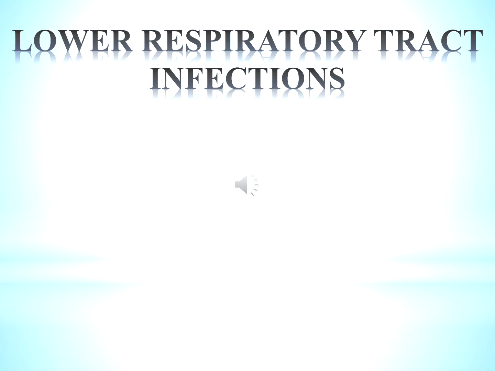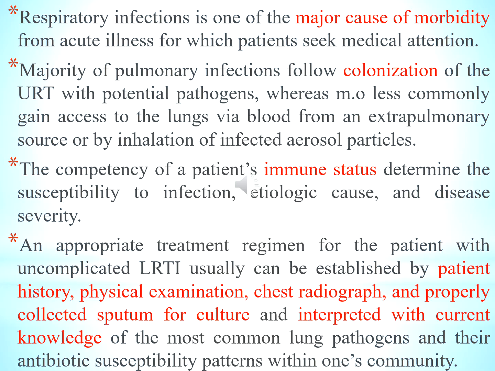Next is lower respiratory tract infection. So, respiratory tract infection is one of the major causes of morbidity from acute illness for which patients seek immediate medical attention. The majority of all pulmonary infections follow colonization of the upper respiratory tract with potential pathogens, that is bacteria, whereas microorganisms less commonly gain access to the lungs via the bloodstream from an extrapulmonary source or by inhalation of infected aerosol particles. So the competency of the patient's immune system plays a major role.